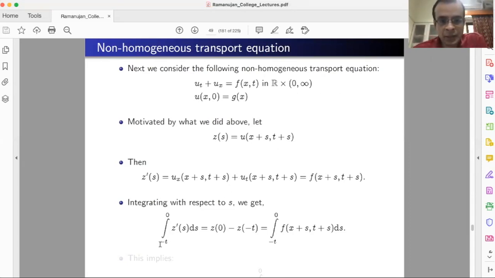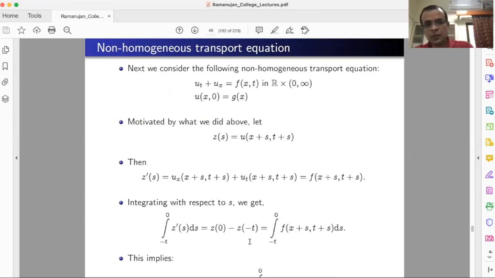So now let's integrate with respect to s. Okay, let me integrate it from minus t to 0, because minus t is the point corresponding to where it actually crosses the x-axis, and I know the initial value. That's the motivation for considering this to be minus t. So I have the integral from minus t to 0 of z prime of s ds, which by the fundamental theorem of calculus is z of 0 minus z of minus t, and that's equal to the integral from minus t to 0 of f of x plus s comma t plus s.